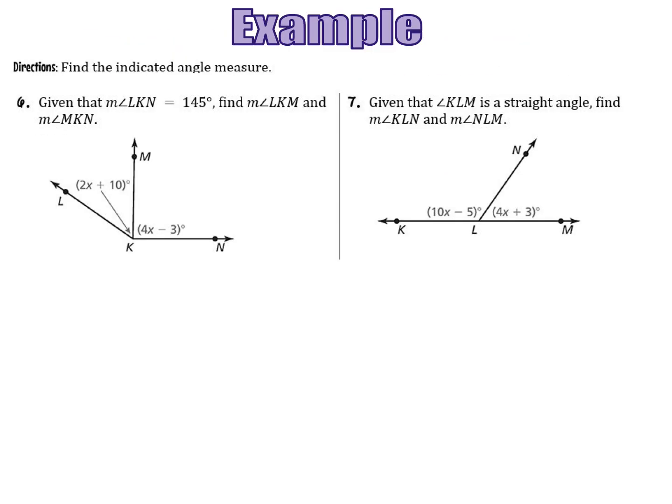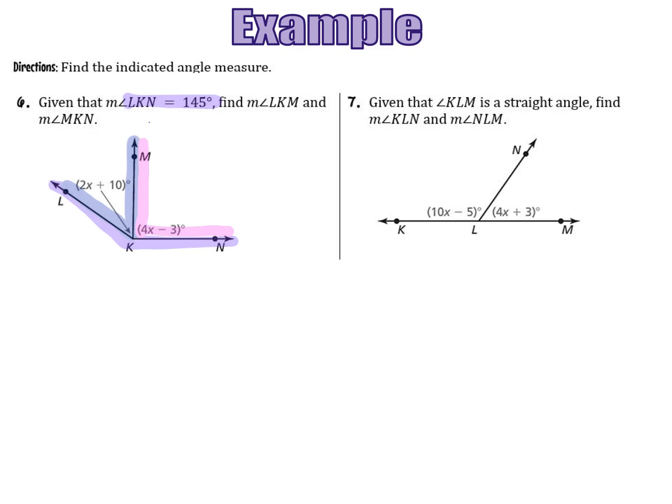All right, for number 6, we are given that angle LKN is 145 degrees. So that would be this big angle here. Angle LKN is 145 degrees. And we're being asked to find angle LKM and angle MKN. And as usual, I'm going to sort of set this up like a proof because I want us to always be thinking in that way.